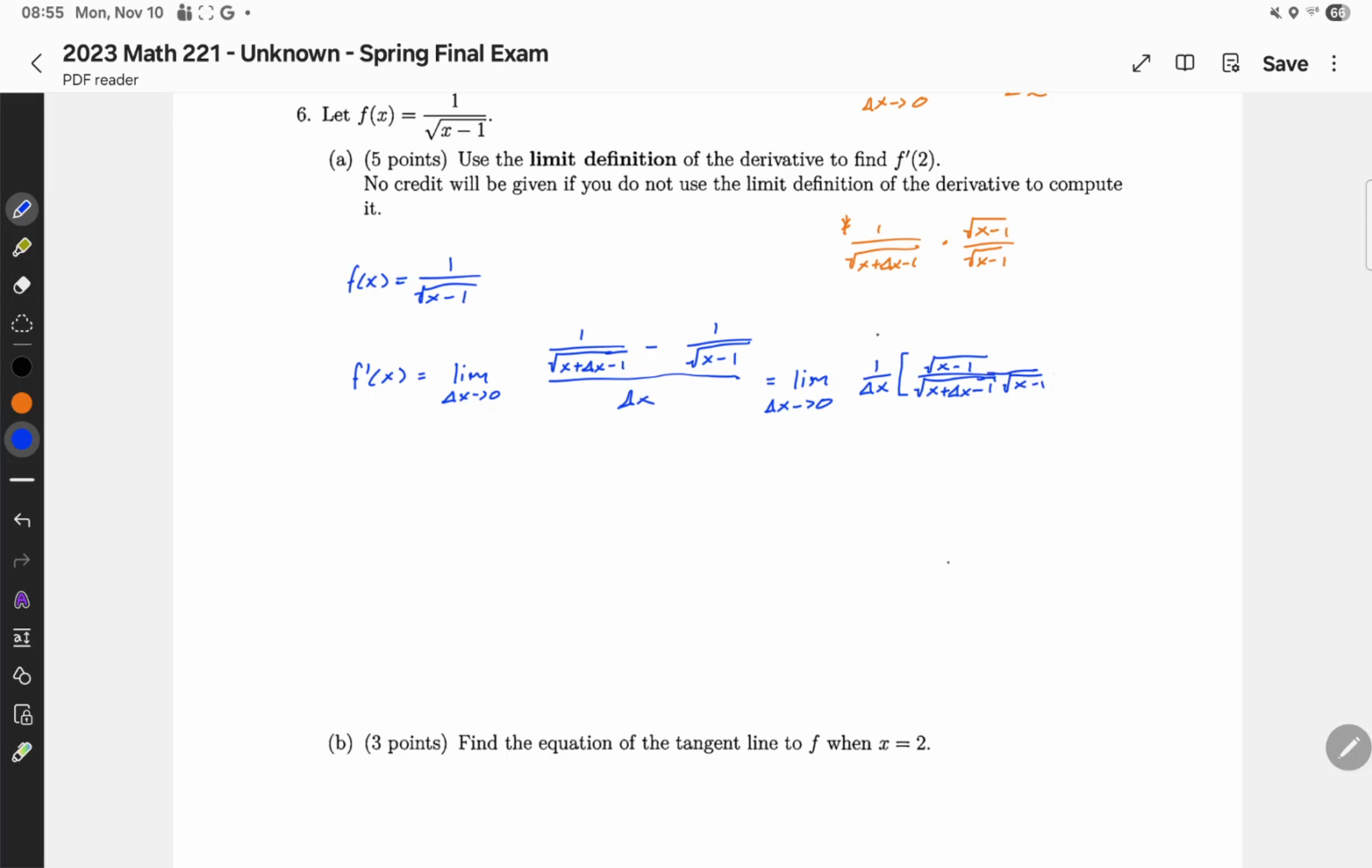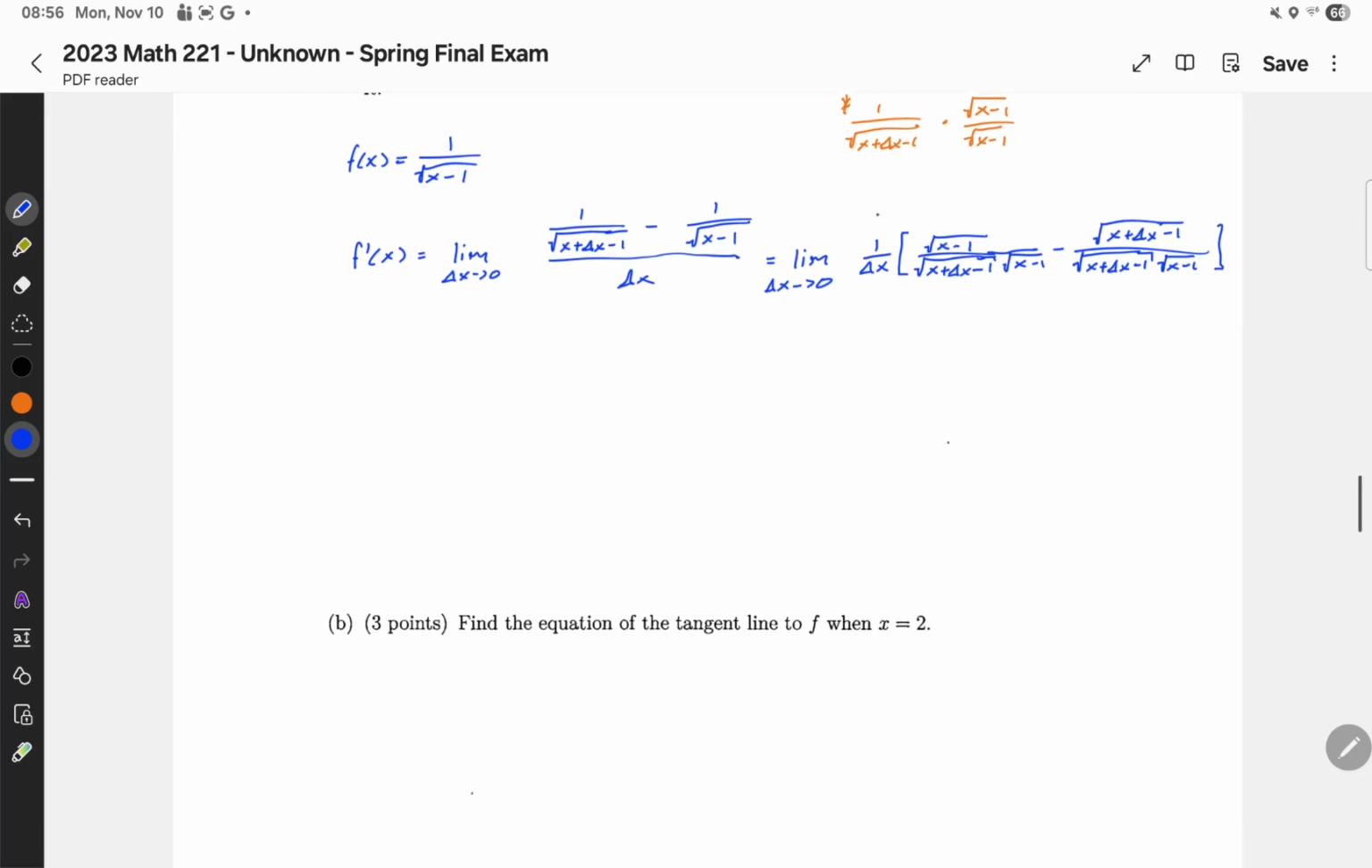I'm going to do the exact same thing for the other fraction, but instead multiply by the square root of x plus delta x minus 1. So this is going to give me minus, on the top, square root of x plus delta x minus 1 over square root of x plus delta x minus 1 times the square root of x minus 1, just like this. Double check all these signs because you do not want to make a mistake on this.